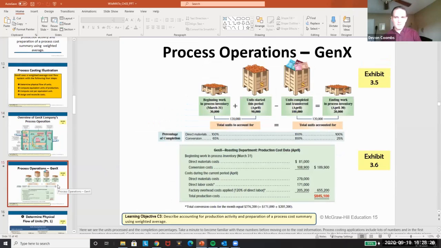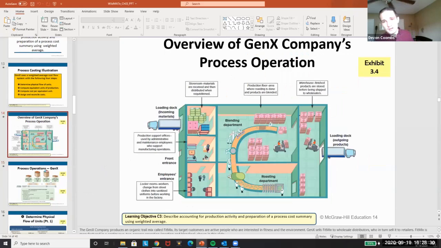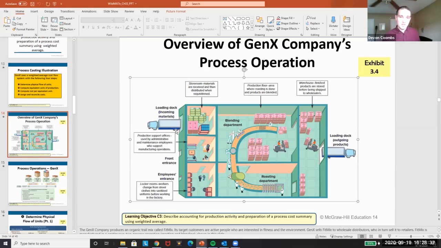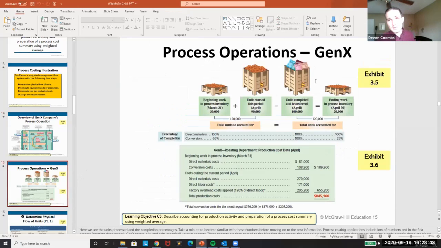So on our process operations, the question is, how do we allocate all these costs? We have costs here for employees. We have costs here for our support staff. We have our warehousing costs. We have all our material costs. How do we allocate that to the goods on the production line? And so we're going to use what we just talked about, the equivalent units of production.